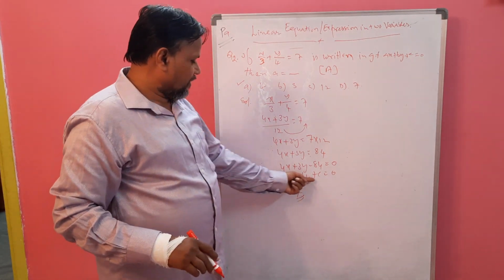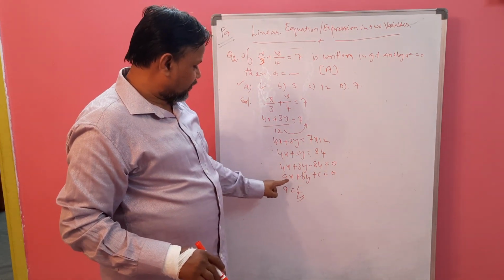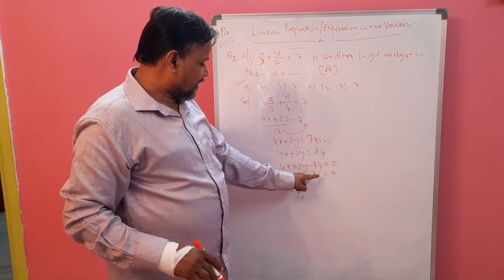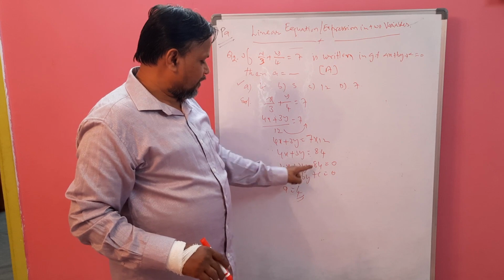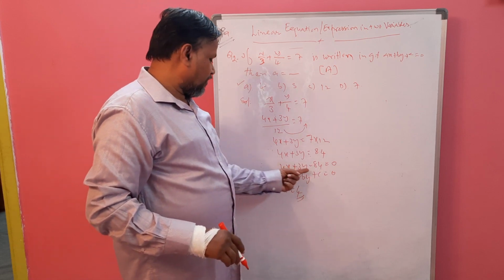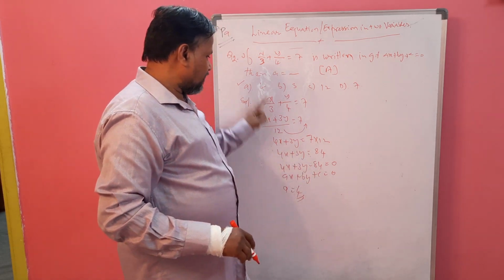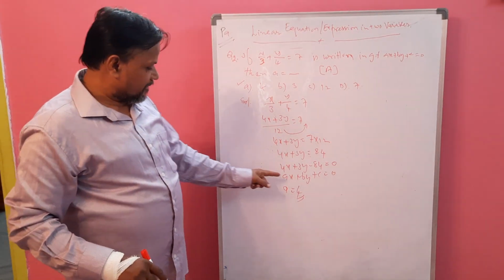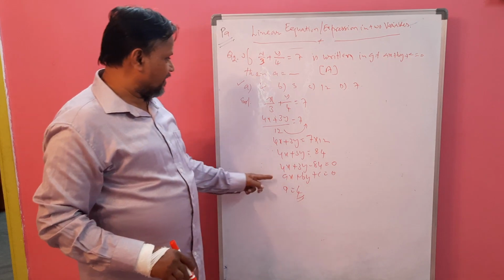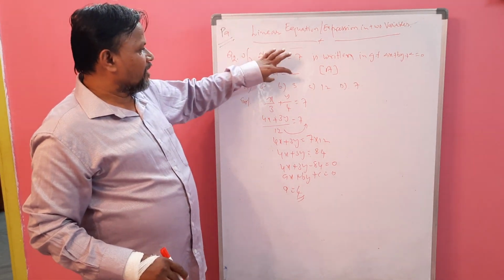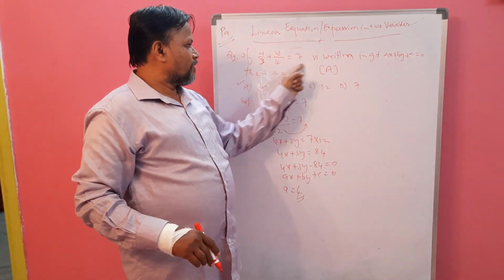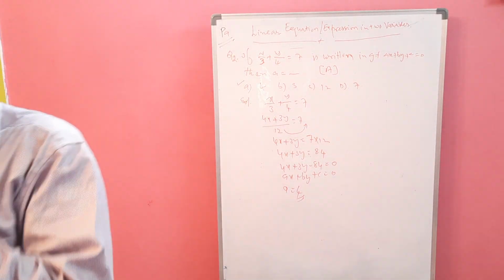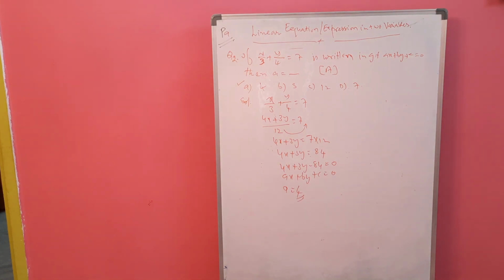Now compare with the general equation: the coefficient of x is a, the coefficient of y is b, and c is the constant term. So any way you can find a, b, c using this method. You will get a number of problems on this: find b, find c, find a. Just make the equation following algebraic rules and make it into ax plus by plus c equal to 0, the linear equation form.